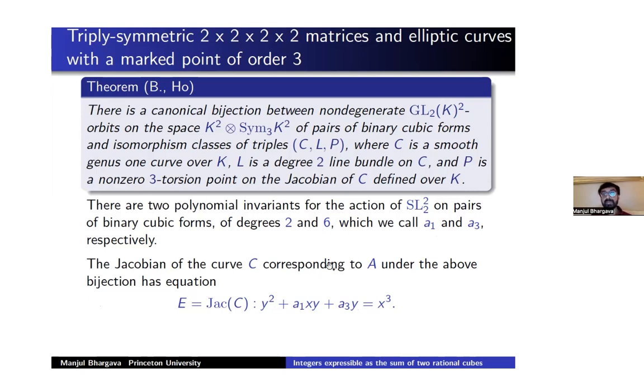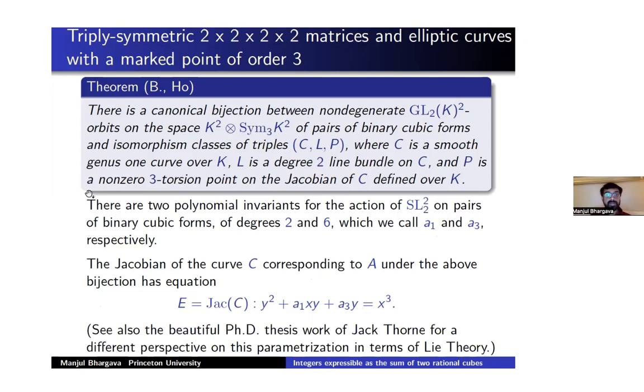So that's kind of beautiful: the equation of the elliptic curve that has a three torsion point has two invariants, A1 and A3, and those correspond to the invariants A1 and A3 of this action. Yeah, so those just line up. So the Jacobian of C has exactly this equation where A1 and A3 are its A1 and A3 invariants. And there's another beautiful way of looking at all this from the perspective of Lie theory in the PhD thesis work of Jack Thorne. And if you haven't seen that, that's also another way of interpreting all this.